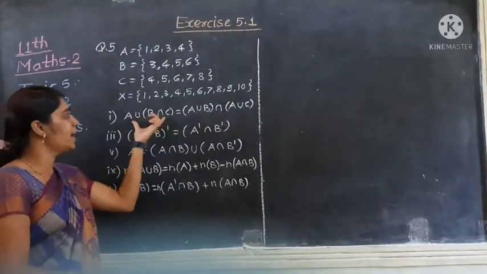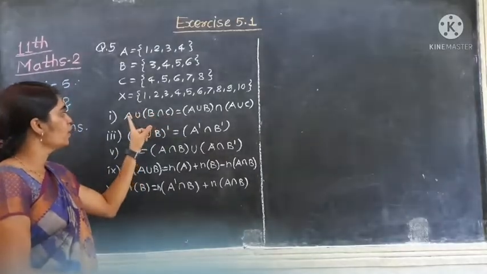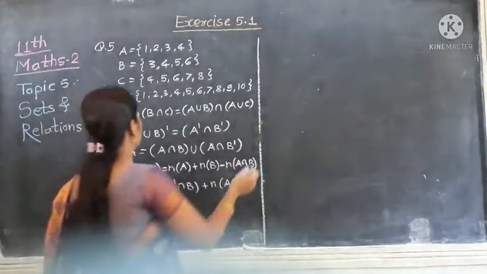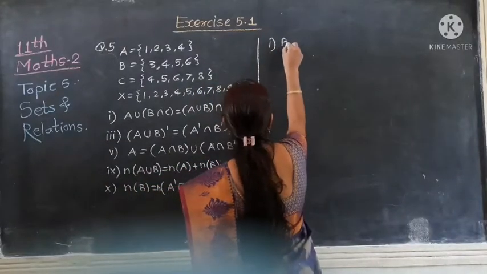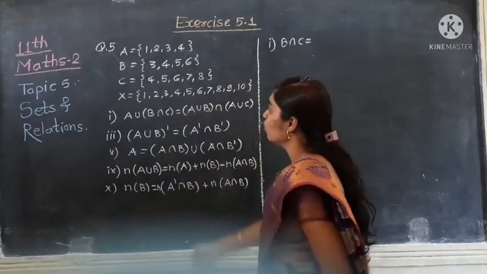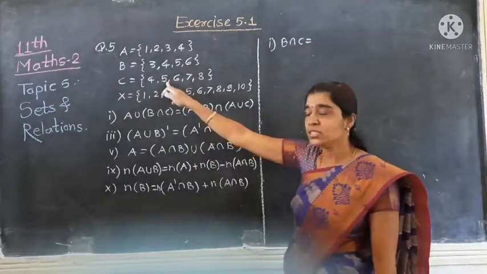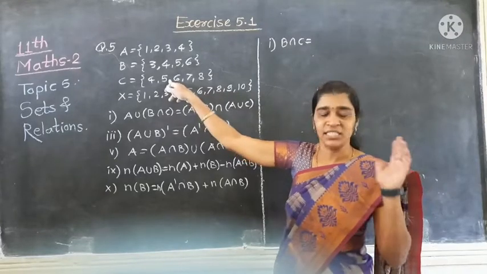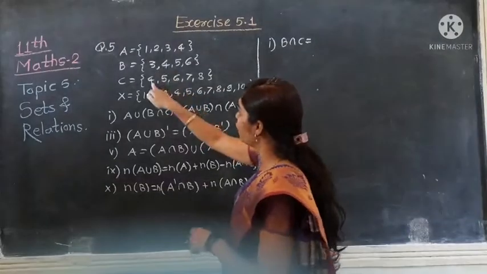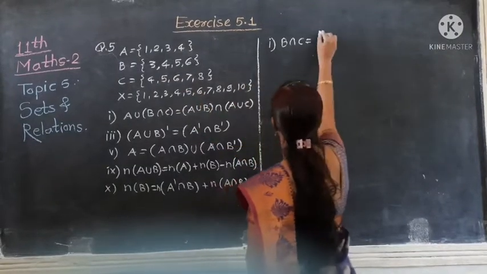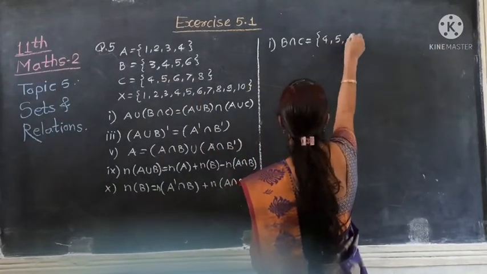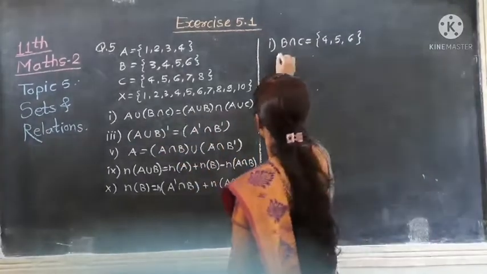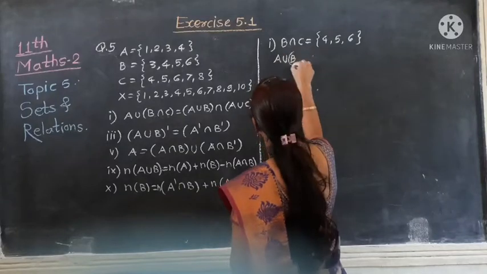In the first, on the LHS, we want A union B intersection C. So you first find B intersection C. What is B intersection C? Observe here, students. B intersection C means common elements in sets B and C. So which are the common elements? 4 is common, 5 is common and 6 is common. So 4, 5 and 6 is B intersection C. Now you take A union B intersection C.